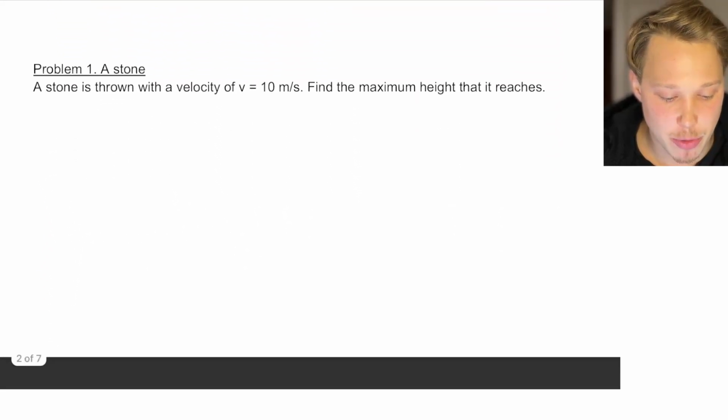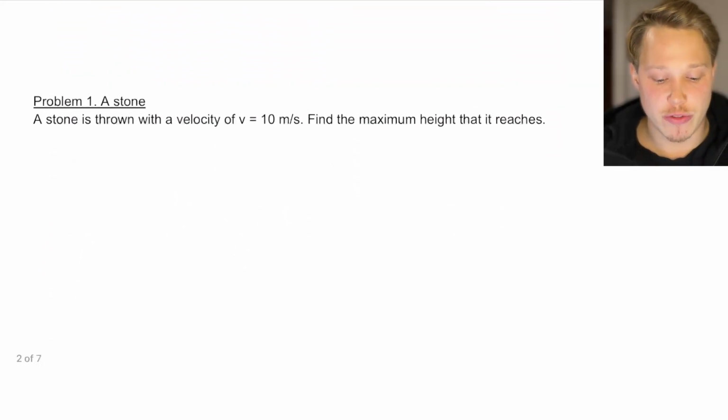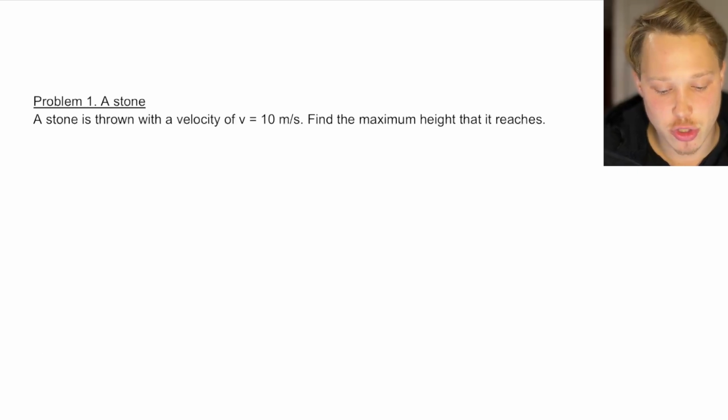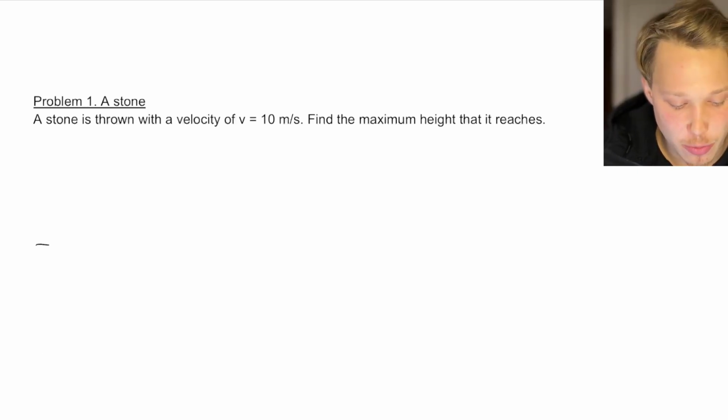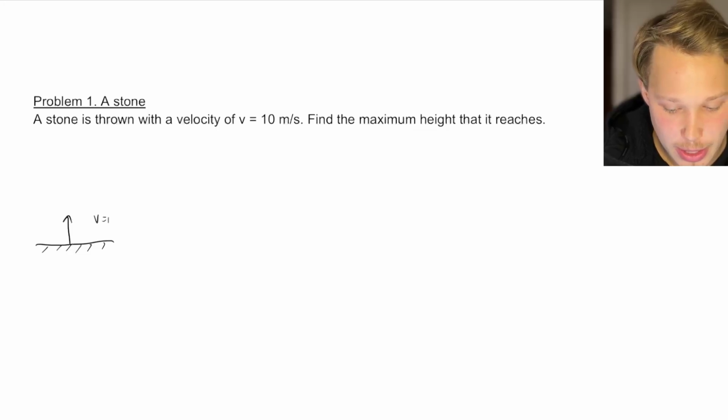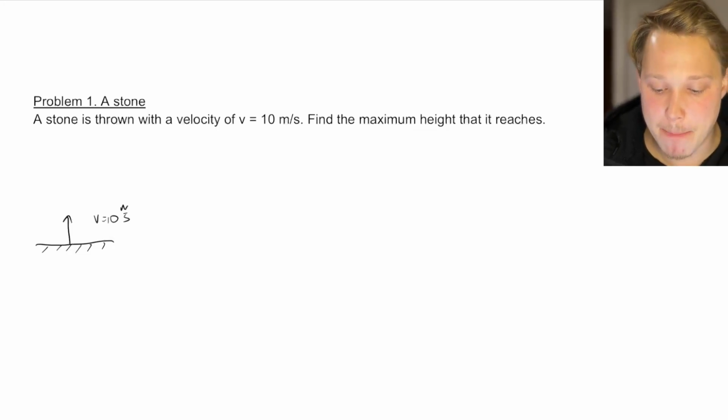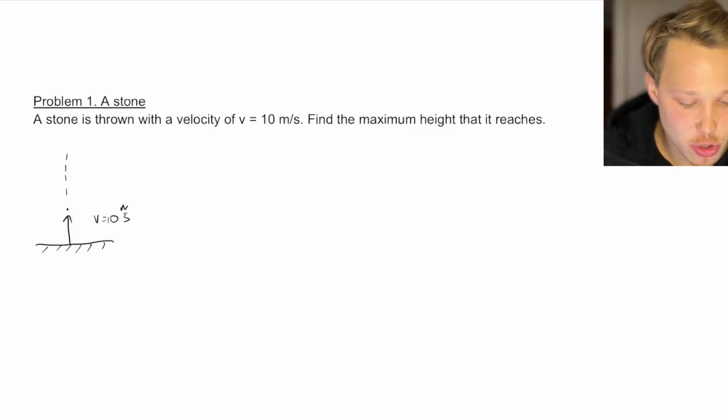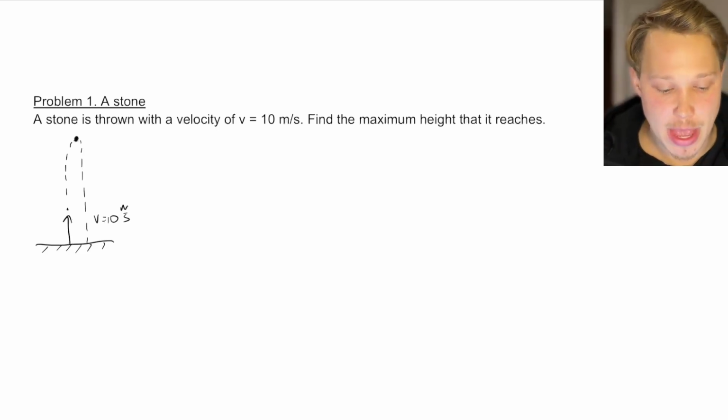So let's say, for example, you have a stone that is thrown from the ground with a velocity of 10 meters per second. We need to find the maximum height that it reaches. So let's say it reaches the maximum height right here and goes down. So let's take a look.